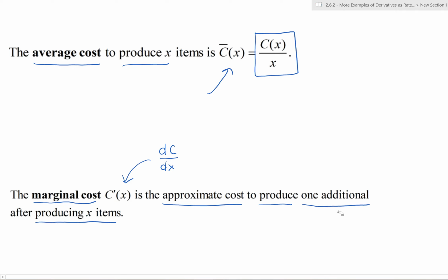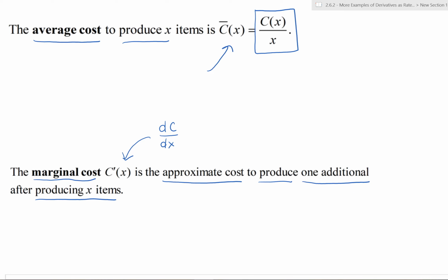x items. So in other words, I produce x items, I've got my cost function, C of x, which tells me how much that costs. I can also tell you that the average cost of producing those items was, well, the average cost we saw above. And now this marginal cost function, C prime of x, is trying to say I'm going to use the derivative to predict an approximate cost of producing one more. So like one more than x, right? x plus 1, if you will.